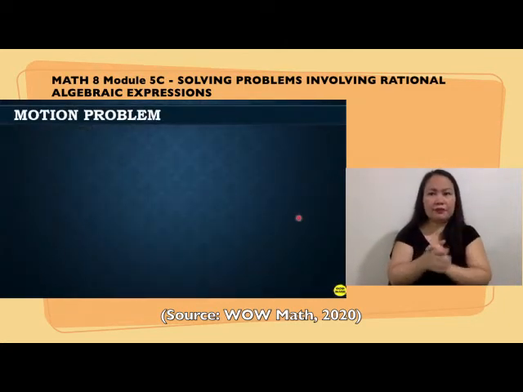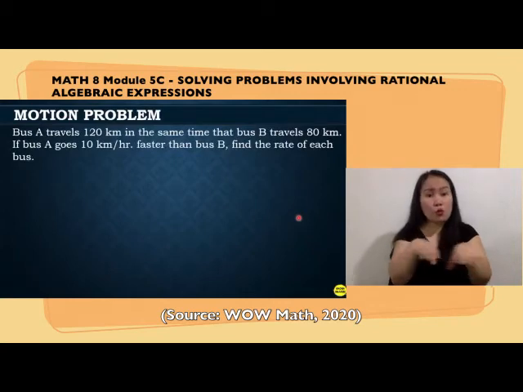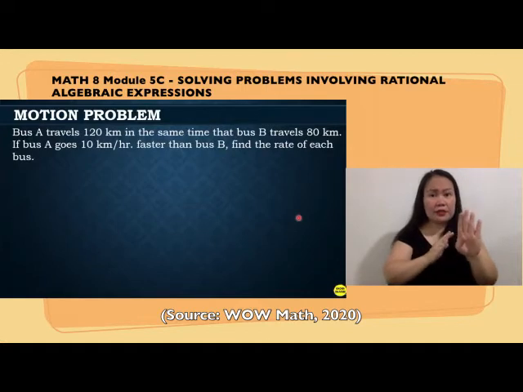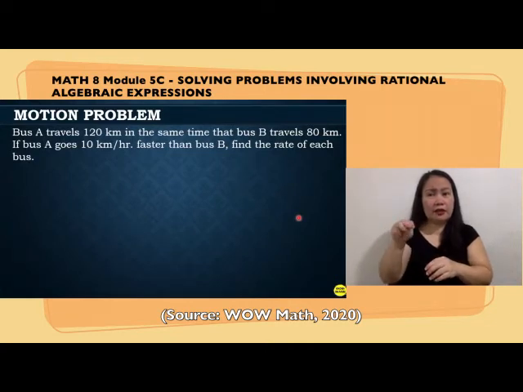Okay, let's proceed to the motion problem. So, bus A travels 120 kilometers in the same time. Take note of the same time. That bus B travels 80 kilometers. If bus A goes 10 kilometers per hour faster than bus B, find the rate of each bus.